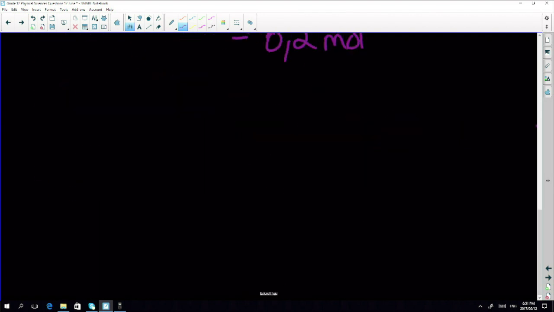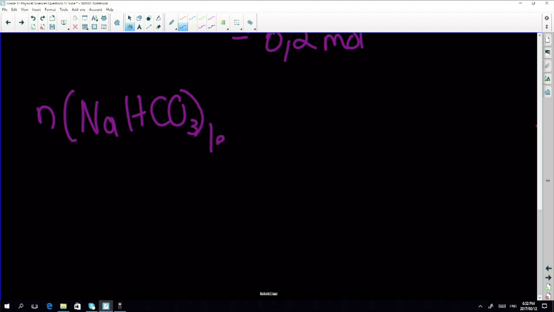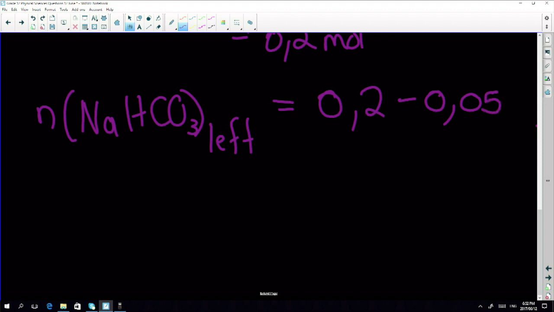Now watch where I'm going with this. The number of moles of sodium hydrogen carbonate left. How much is left over? Well, I started with 0.2. I used 0.05 because that's how much HCl I had, which then gives me 0.15 moles. This is similar to what we do in equilibrium. Okay, so we all happy with that?